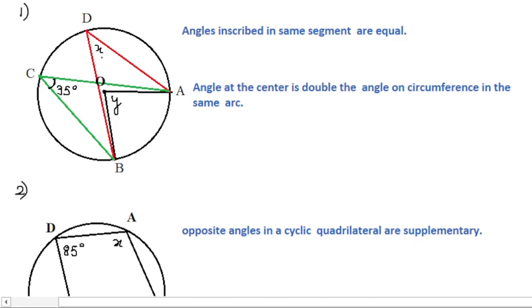Now angle x is an angle formed at the circumference, which is inscribed in the arc AB. Similarly, there is another angle which is inscribed in this arc AB, and that angle is 35 degrees, formed on the circumference as well. The property says angles inscribed in the same segment are always equal, which means angle x is equal to 35 degrees.